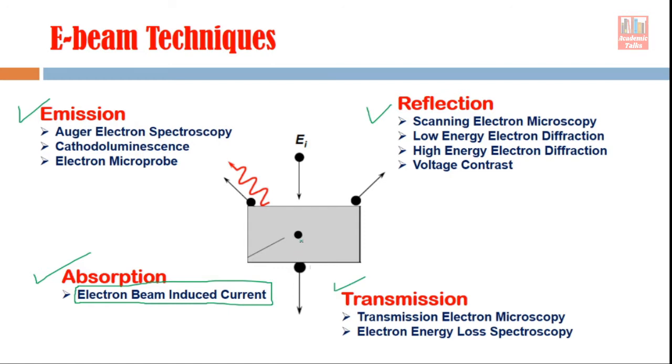This electron beam induced current in the semiconductor can be used to get some information about the semiconductor, like how many carriers are present in the semiconductor, what the recombination centers are, and what the generation rate of carriers is. If there is any defect present in the material, that can also be detected using this electron beam induced current. So in today's lecture we are going to discuss this technique in more detail.